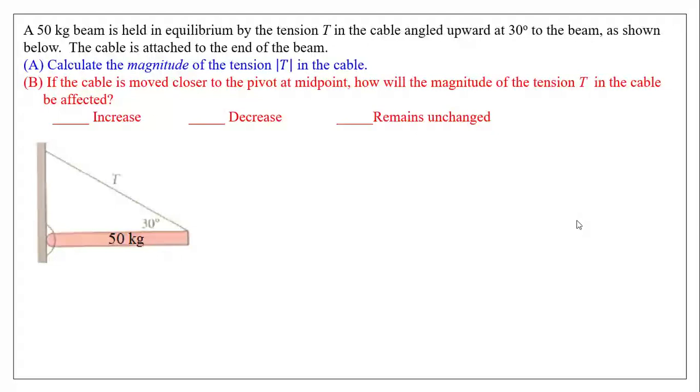In this particular problem, we have a 50 kilogram beam that is held in equilibrium by some tension T, and that T is angled at 30 degrees. Part A wants us to find the magnitude of the tension in the cable, and part B asks us if the cable is moved closer to the pivot at the midpoint, how will the magnitude of the tension in the cable be affected: increase, decrease, or remain the same, unchanged.